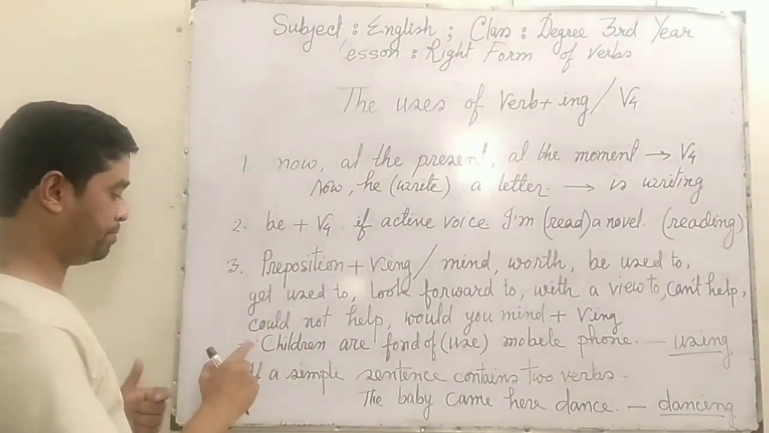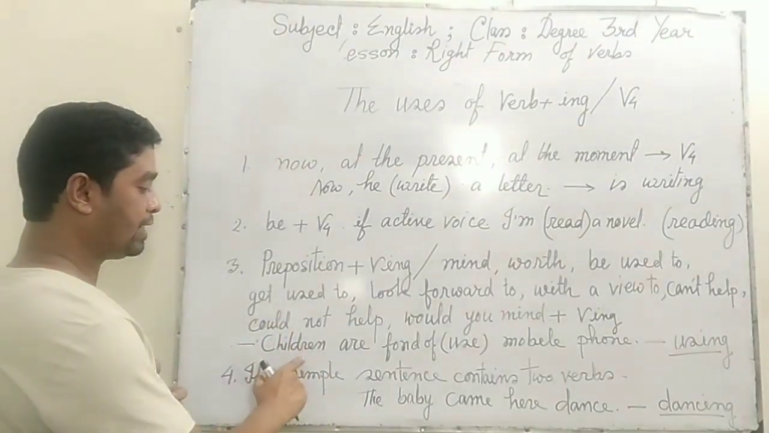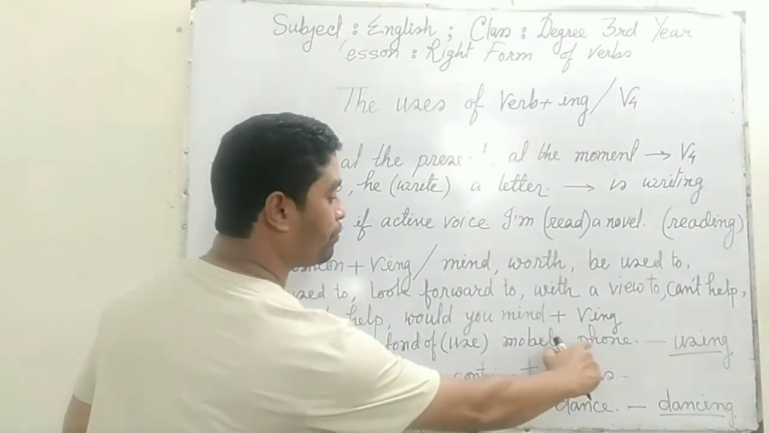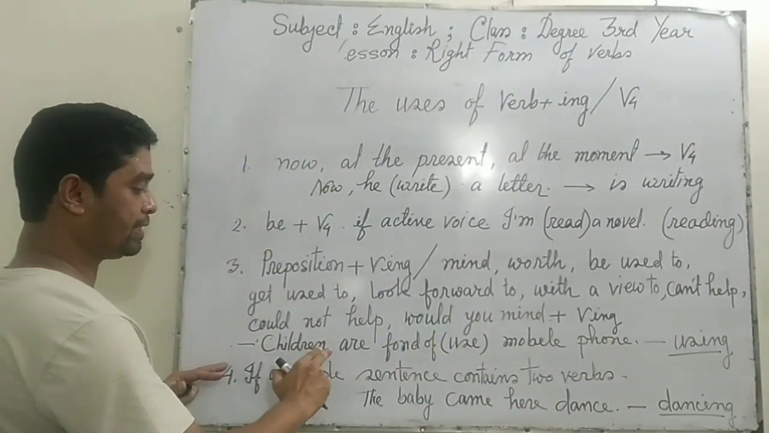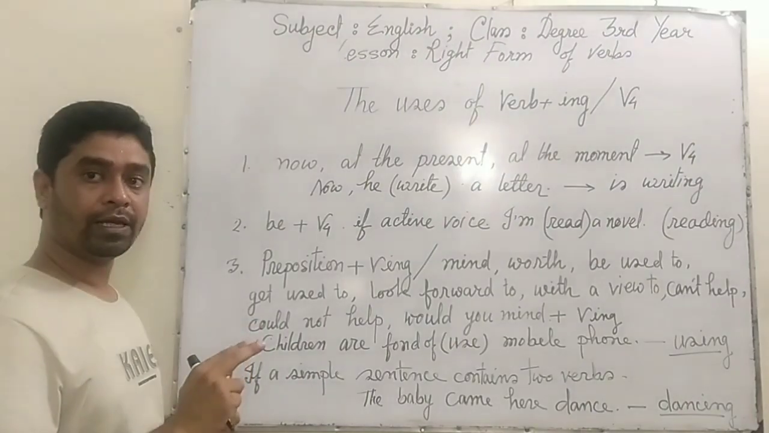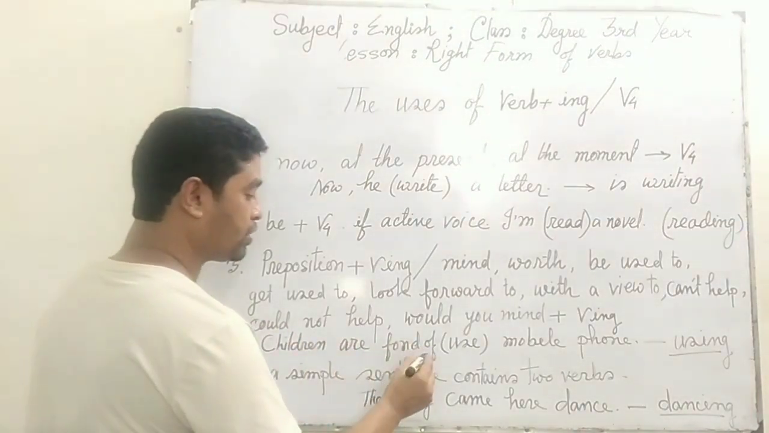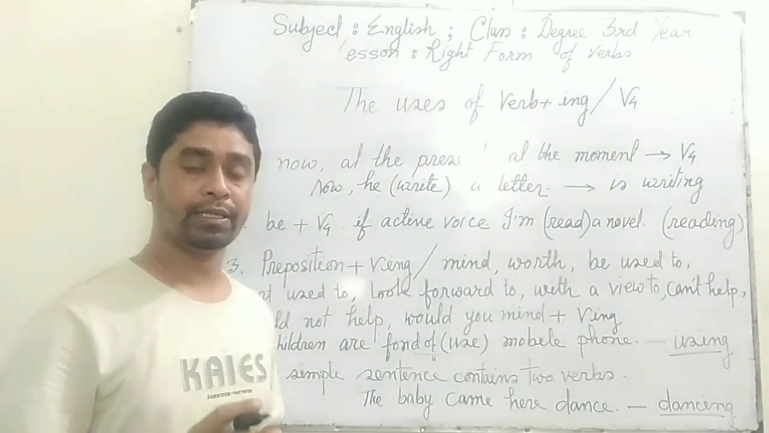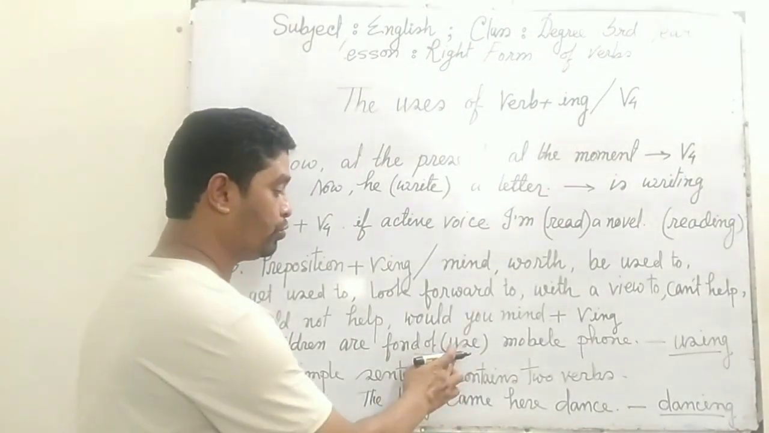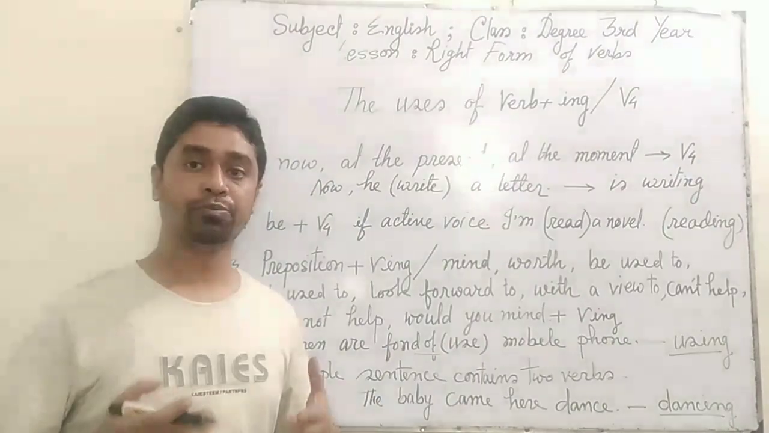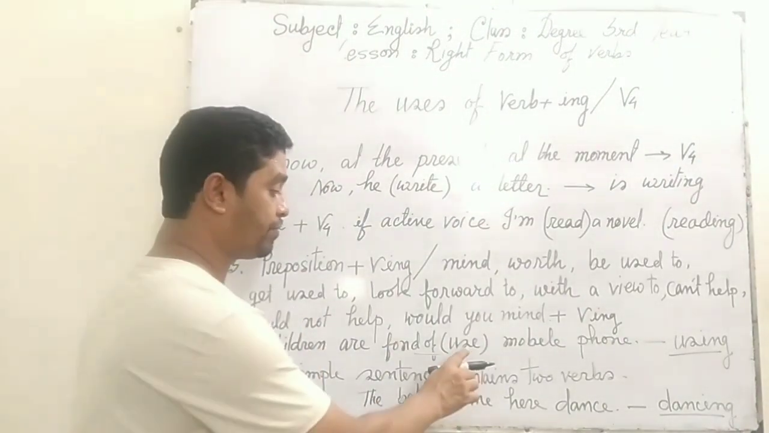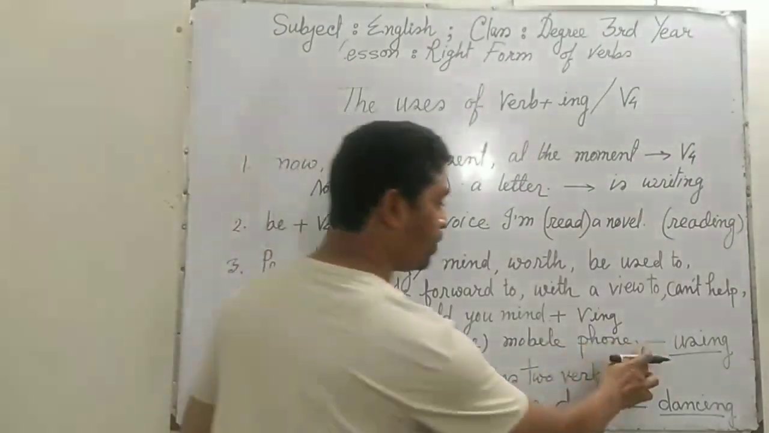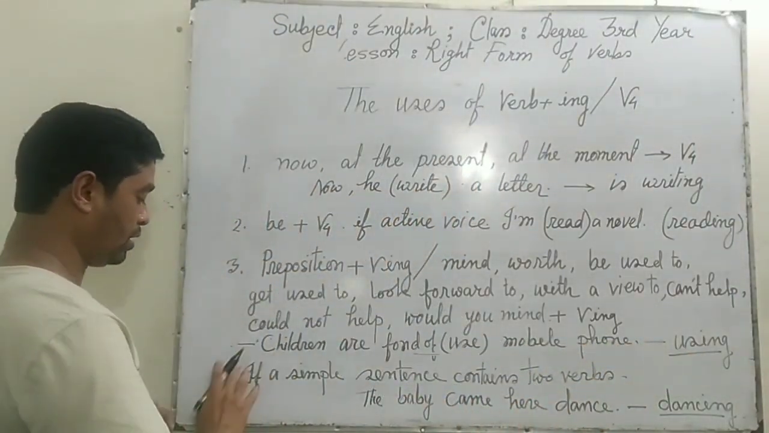For example, children are fond of use mobile phone. In this sentence, we find a preposition, that is of. After that, there is a verb, use. Then we have to use ing after this verb, use, using. The answer will be using.